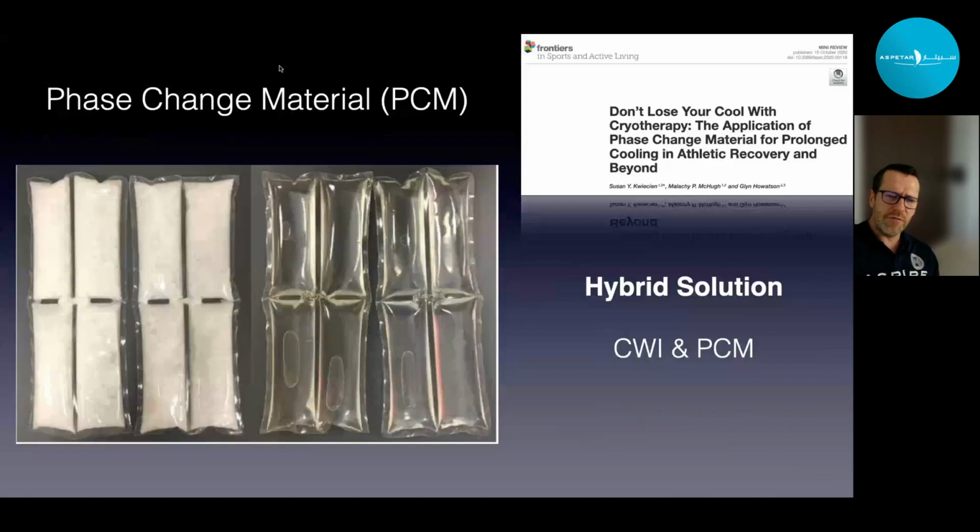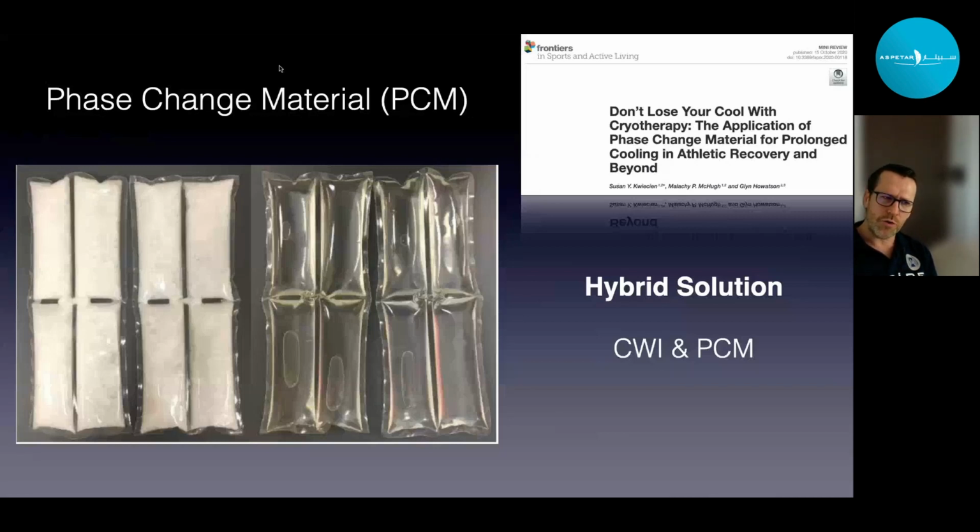And some really interesting information, which we don't have time to go into now, but I would advise anyone interested in this to go and have a look at some of this work from Glyn Howatson's group, is some of this phase change material. Effectively, phase change material is where you apply, it's almost like a cold pack, which you can see on the left. And then over a number of hours, which this can be applied, as it changes from a solid state to liquid, its ability to absorb heat is really potent.